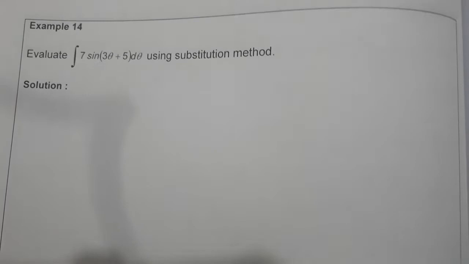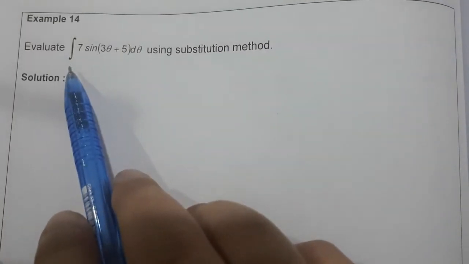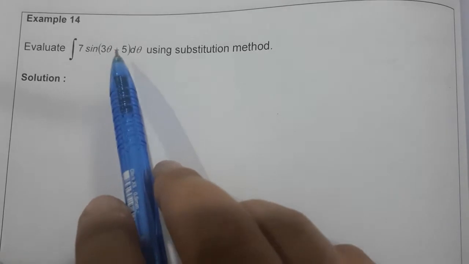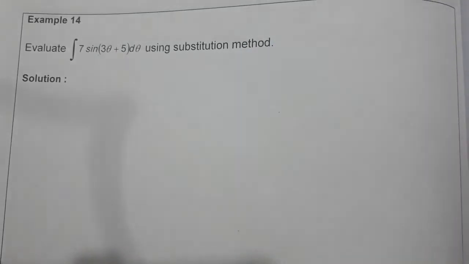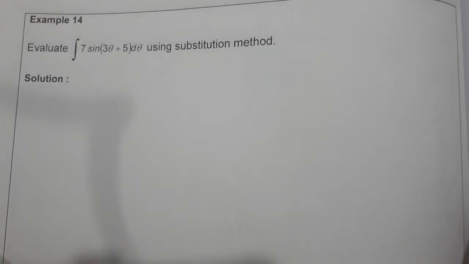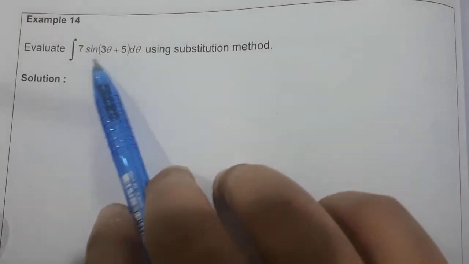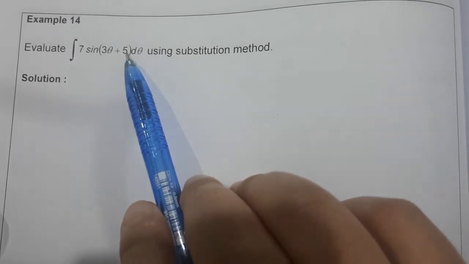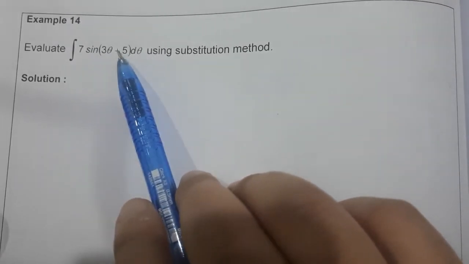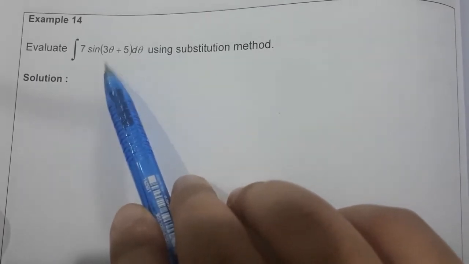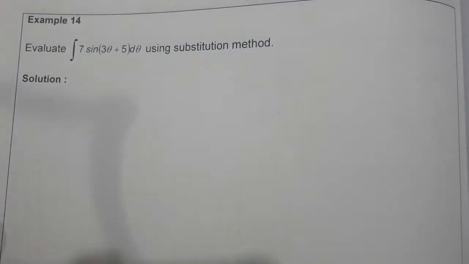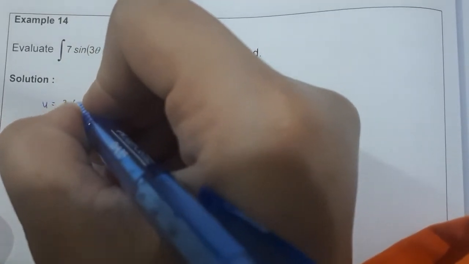Next, let's discuss example 14. We want to solve the integration of 7 sine of 3 theta plus 5 d theta by using the substitution method. So again, why must we use the substitution method? Because we cannot simplify the function. We cannot separate 3 theta plus 5 because this belongs to sine. Choose one thing to become u. So let's choose u equals 3 theta plus 5.